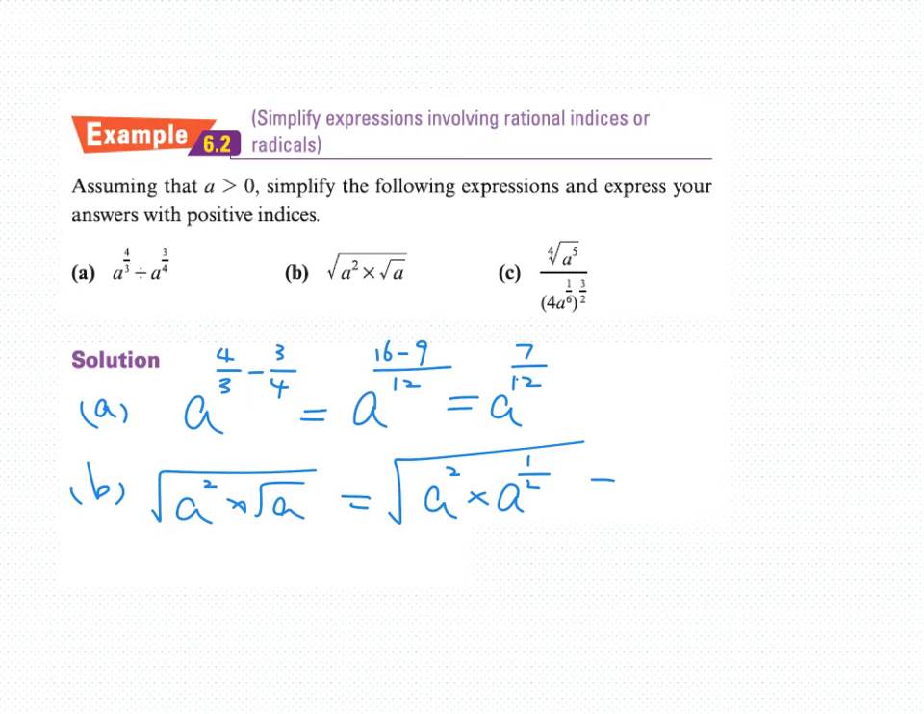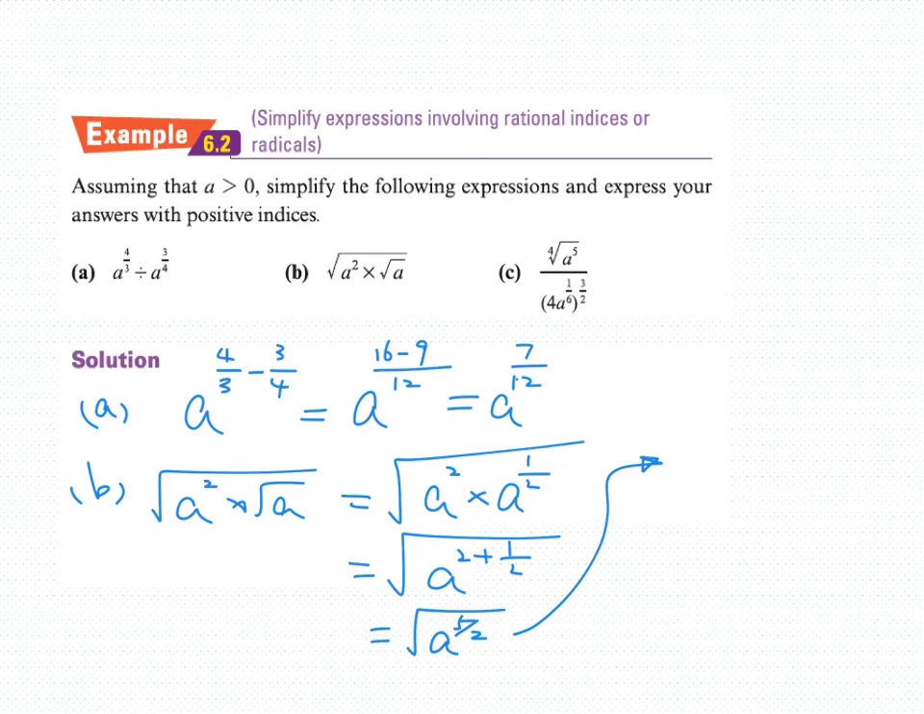And then there's a times, so the index needs to add up: 2 plus 1 over 2 equals square root of a to the power 5 over 2. And last, the outside square root is the power 1 over 2, inside is a to the power 5 over 2, and the 2 indices are times again, so the answer is a to the power 5 over 4.